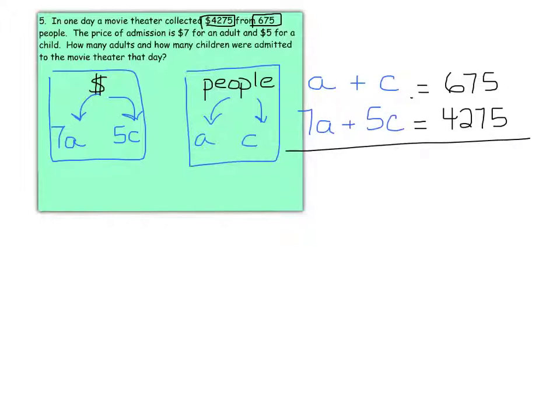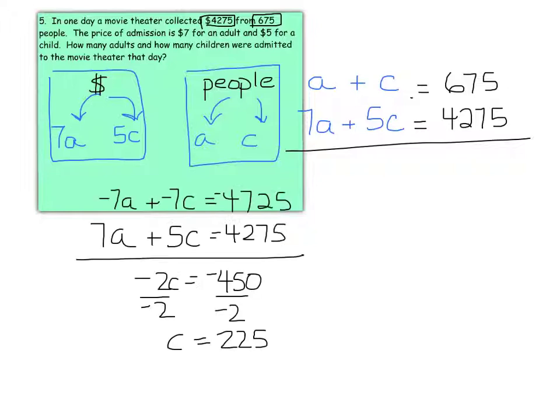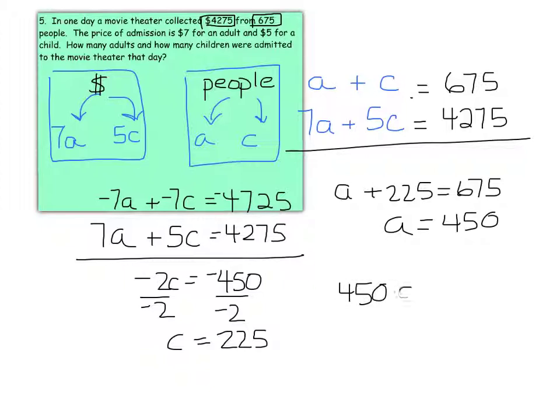So now that I have those two, I have solving by elimination or substitution. So I want you to go ahead and pause the video and do the work. All right, so children were 225 because I got rid of the adults. So that would give me A plus 225 equals 675. I got to plug that back in because I need to know the adults. So your adults were 450. So we have 450 adults and 225 children.